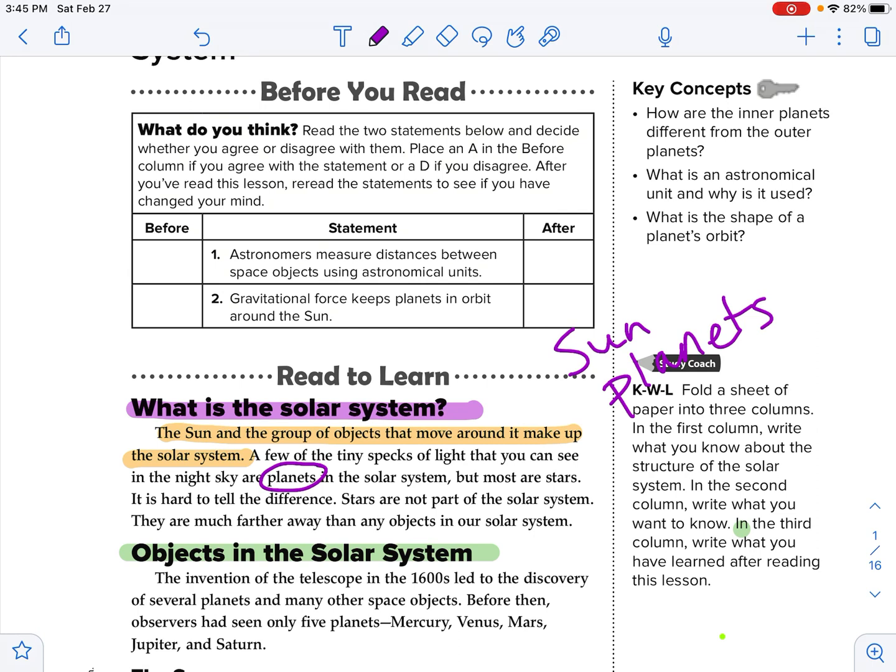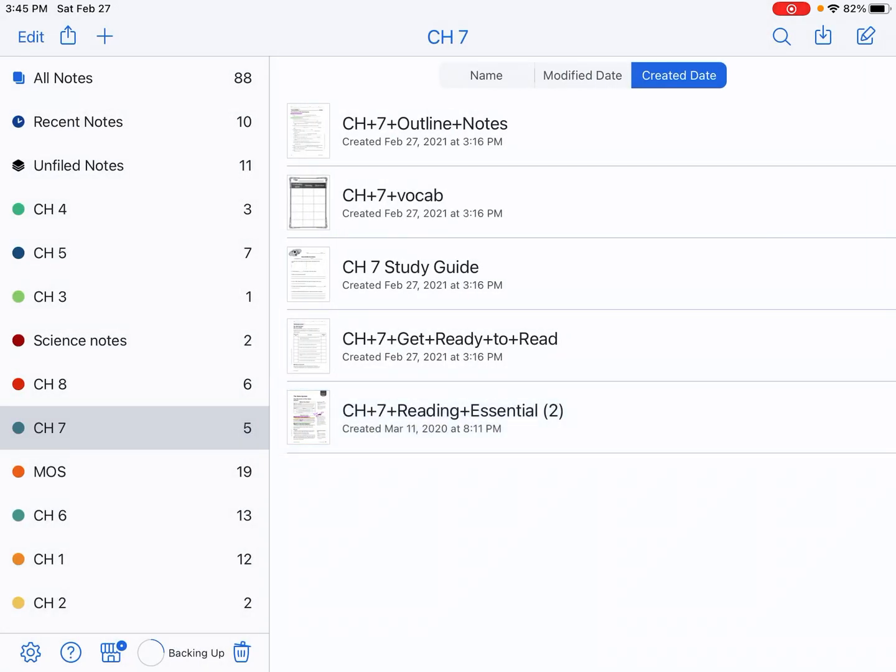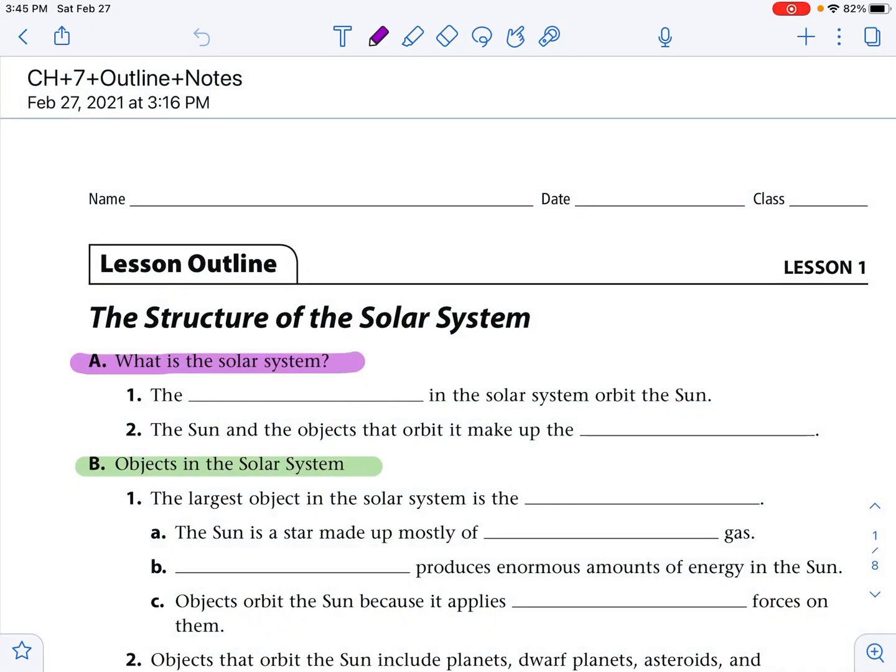It's hard to tell. Stars are not part of the solar system. They are much farther away than any object in our solar system. So remember, our solar system has one star, our sun. The stars that you see in the sky are part of the Milky Way galaxy, but they're not part of our solar system, okay? All right, so now we are ready to fill in our outline notes.